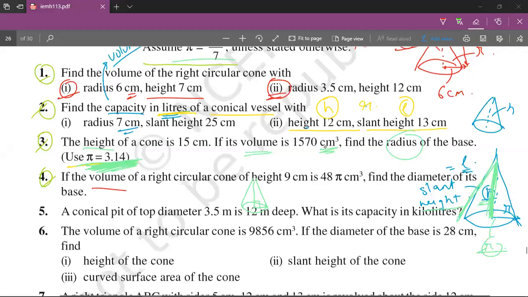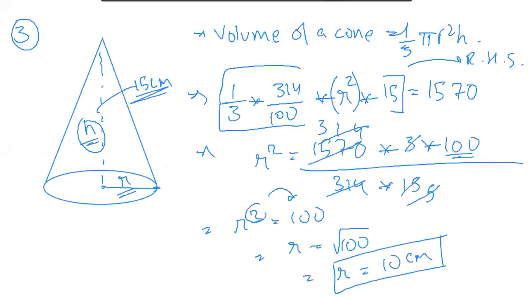So 48 pi centimeter cube we leave as it is. Find the diameter of its base. So first, by the formula of volume of cone, we will find the radius, and radius plus radius, that is 2r, is equal to d. Okay, so let's solve this final question without any further delay.